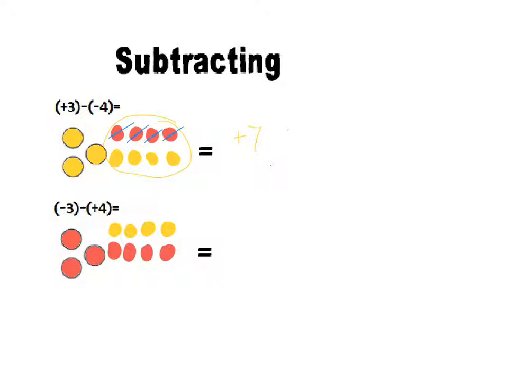Now, if I go ahead and I give you the 3 positives that I owe you, I'm left keeping everything else. In this case, that's -7.